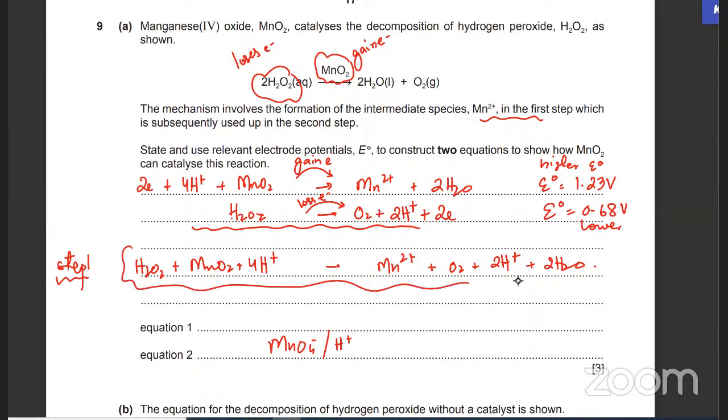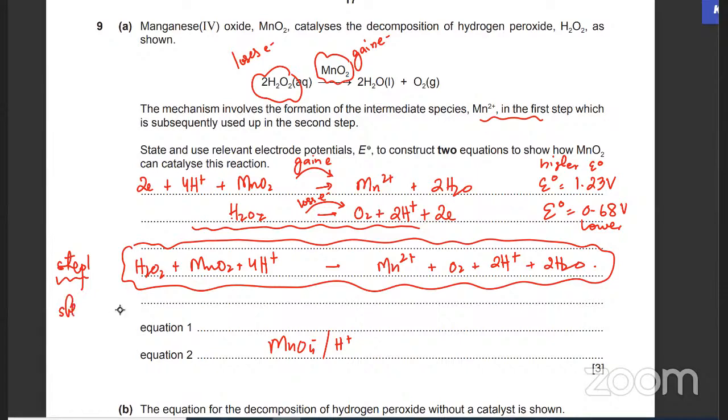Yes, sir. And you can write the E naught as well for this, and you have to answer all of this. Make sure you read the question properly: state and use relevant electrode potentials. So quote the electrode potentials, and construct two equations to show how this works. What's step number 2?